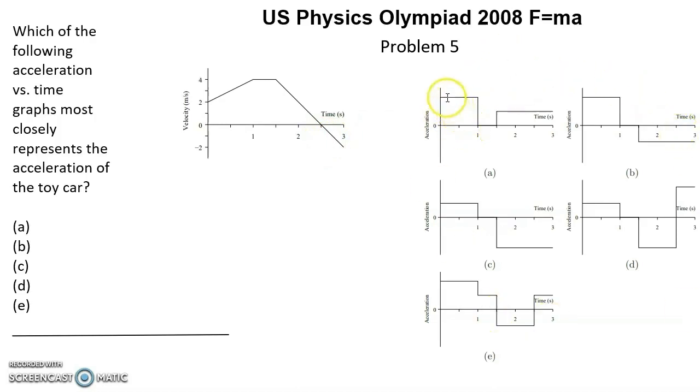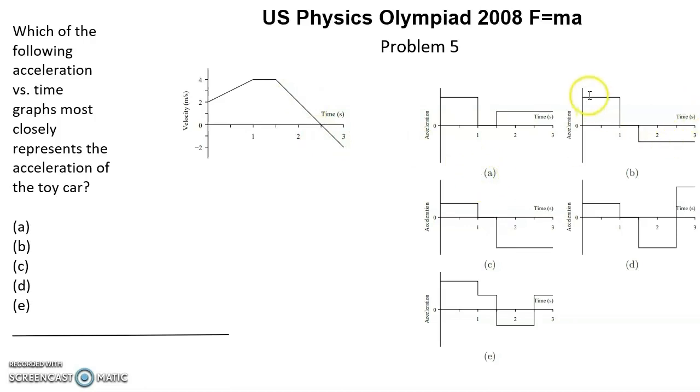Graph A. We have positive here from 0 to 1. We have 0 from 1 to 1.5. But here we have positive. So it's no good. We're supposed to have a negative. So A is no good.